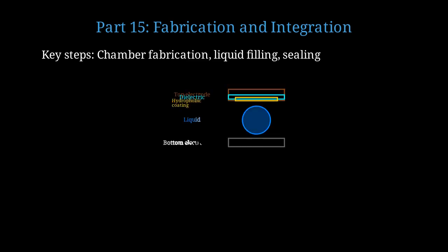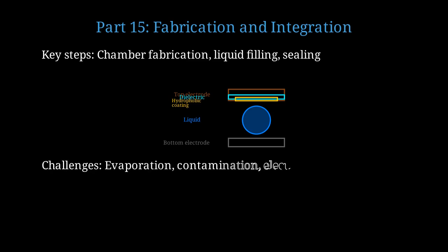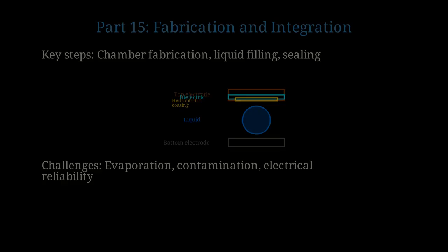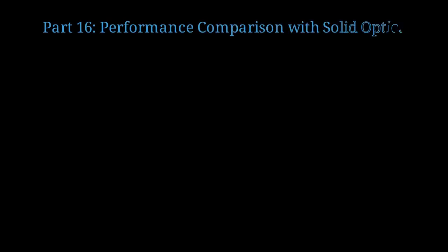The layer stack includes electrodes, dielectric insulation, hydrophobic coating, and a liquid cavity. Each layer requires precise thickness control and material selection. Manufacturing challenges include preventing liquid evaporation over product lifetime, maintaining chemical purity, and ensuring electrical insulation doesn't degrade with voltage cycling. How do droplet lenses compare to traditional solid glass or polymer optics?